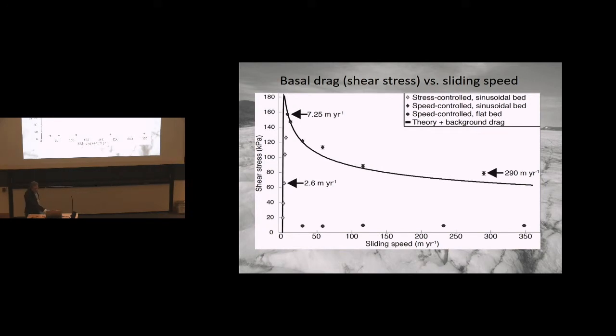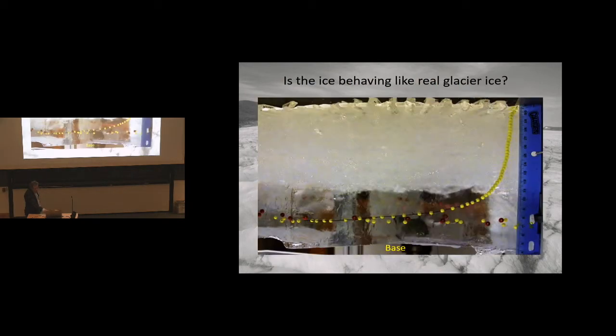So another question that some of you might be asking, a really good question, is this ice, which we just built in the lab here, is it behaving like real glacier ice? And I would argue that early on it's not, but that for most of these experiments it is. And that's all about total strain.